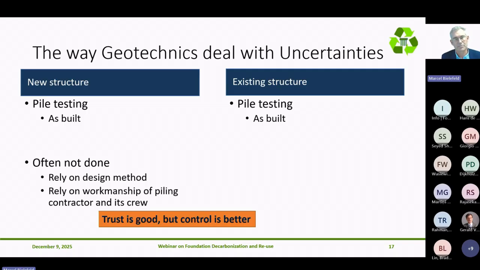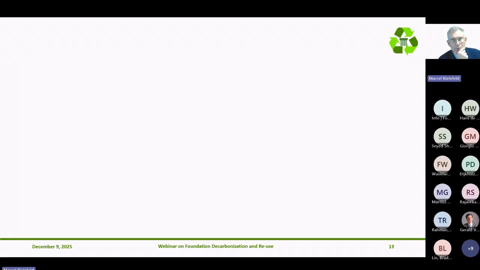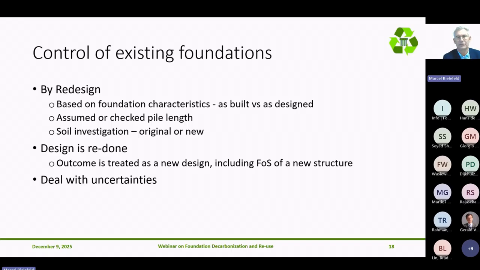But yeah, control is better. Trust is good, but control is better. Or should we control to trust? And if we do a pile load test, then we give this trust.